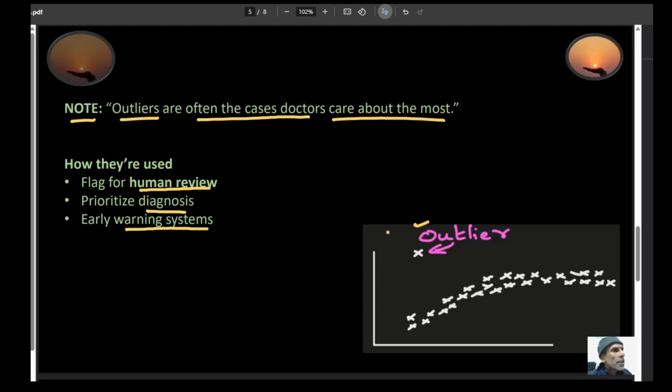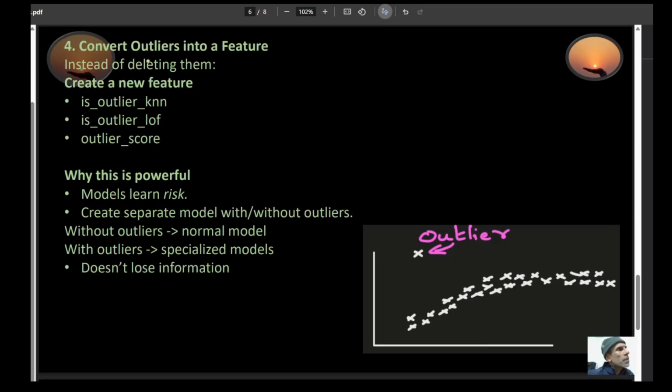So do not delete outliers blindly. Understand what's happening, understand your domain. One thing you can do is convert your outliers into a feature. So instead of deleting them, you can create a new feature.